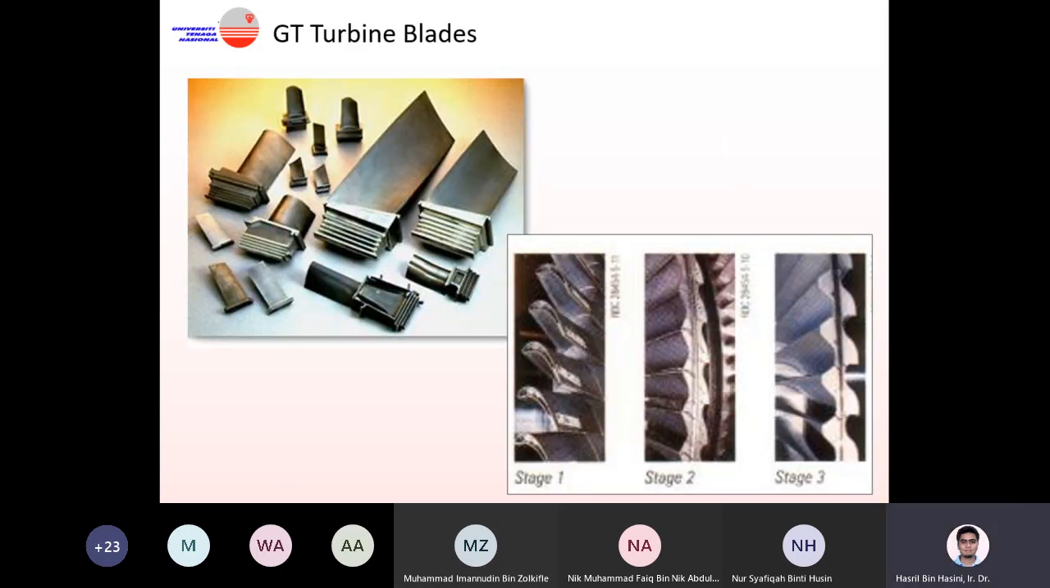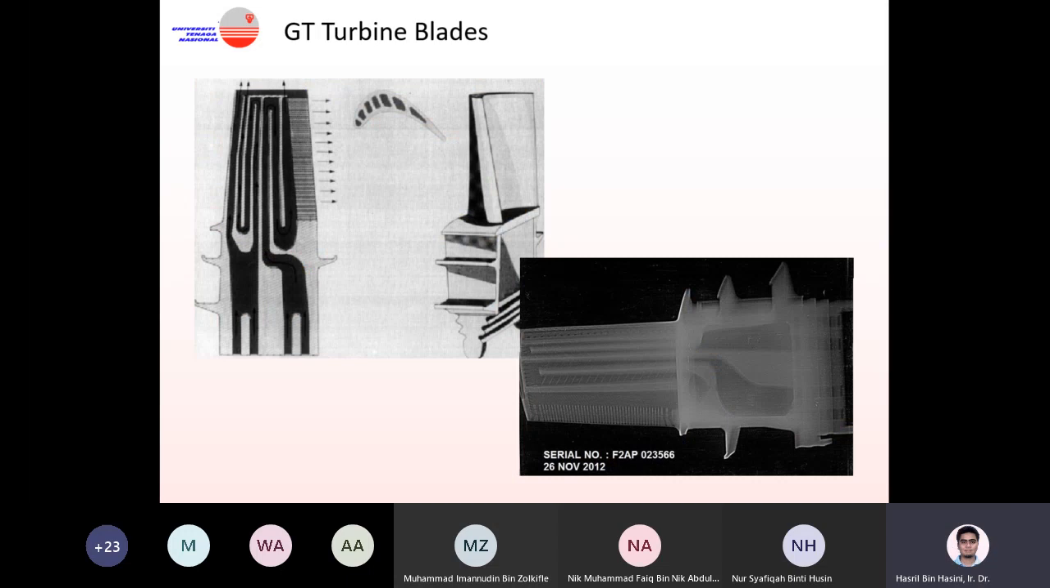This is a picture of a typical blade. Usually the first stage blade is short, because the energy is the maximum on the first blade. So you don't have to put in a longer blade, because the energy conversion is much easier as compared to the third stage as an example. This is the actual blade that I did some X-ray on, to see the cooling hole. This is the illustration of the cooling hole.